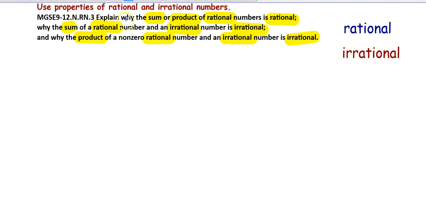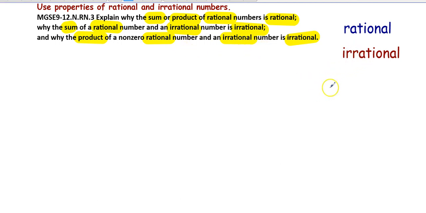Alright, let us look at the properties of rational and irrational numbers. The standard is MGSE 9 through 12 and RN3. Explain why the sum or product of rational numbers is rational, why the sum of a rational number and an irrational number is irrational, and why the product of a non-zero rational number and an irrational number is irrational.